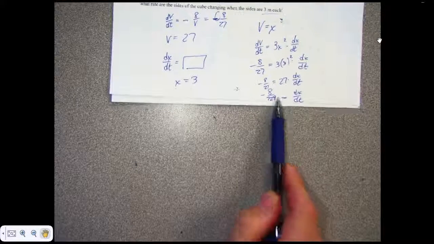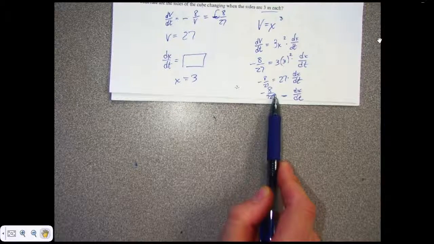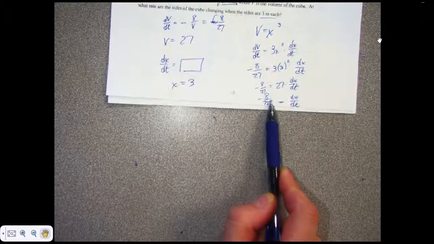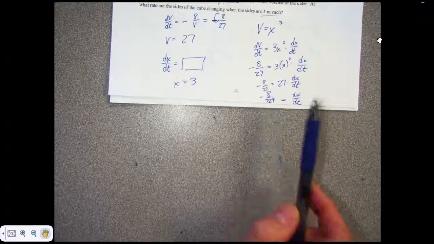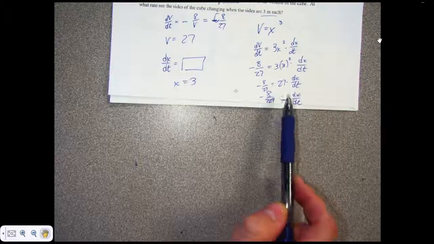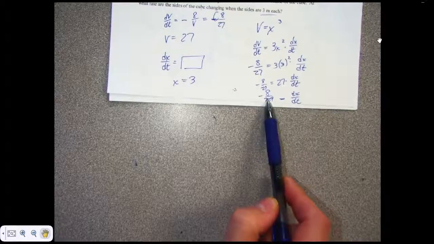What's the label on that? That is the rate of change of the length. Meters per second, right? Or meters per minute, the way they did the problem, but that would be a rate.